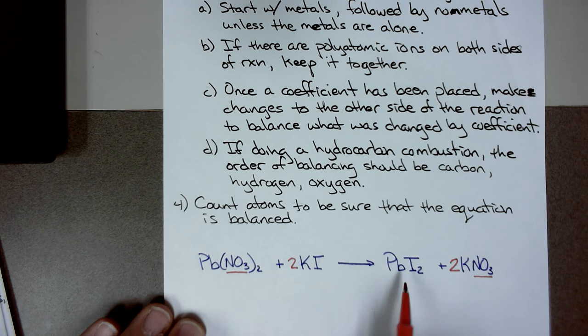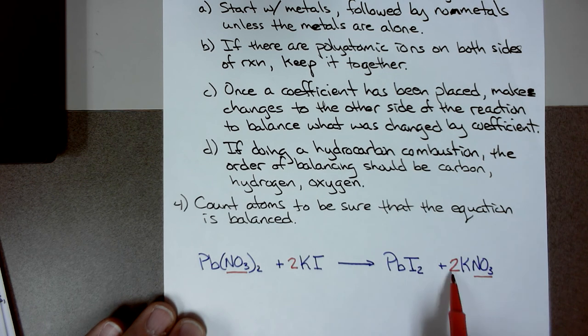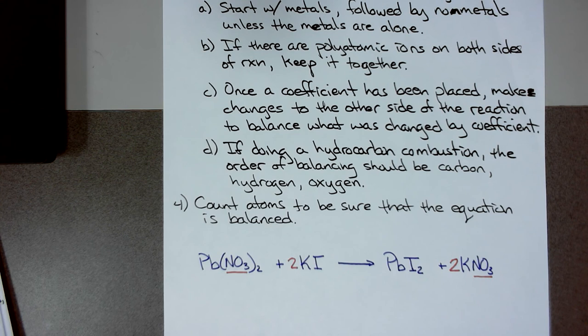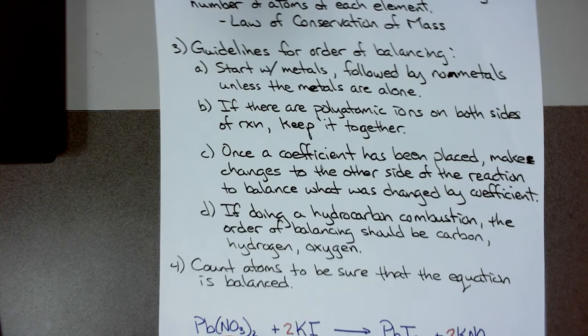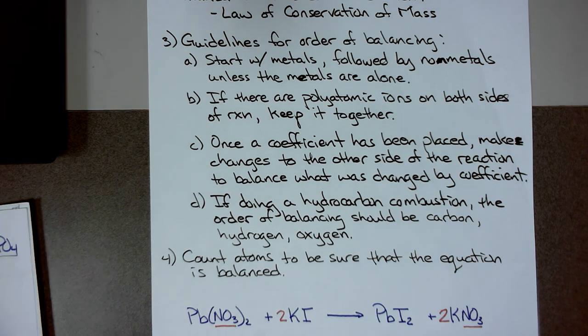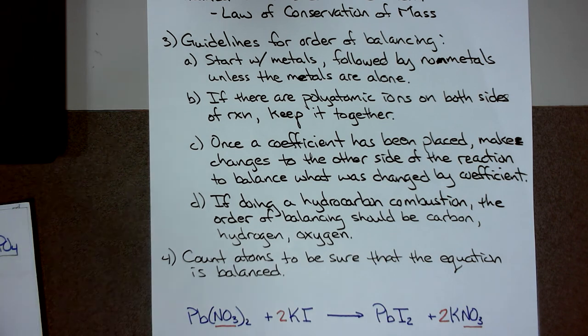1, 1, 2, then 2 times that is 2, then 2, 2 iodides, 2 iodides. It's balanced. So it's just a kind of a back and forth until you get it done. Let me do another one. So let's do another example. I'm going to go to a different piece of paper.